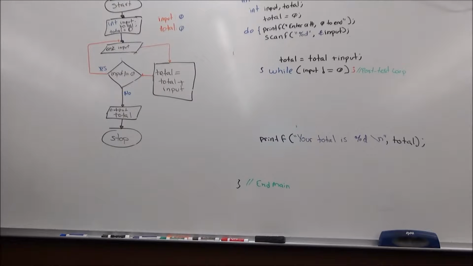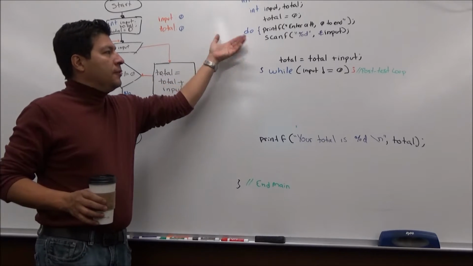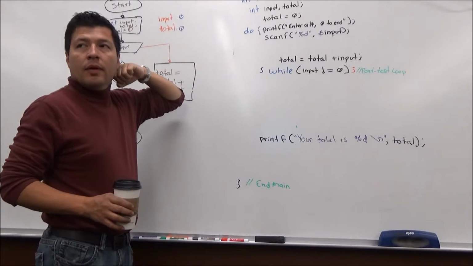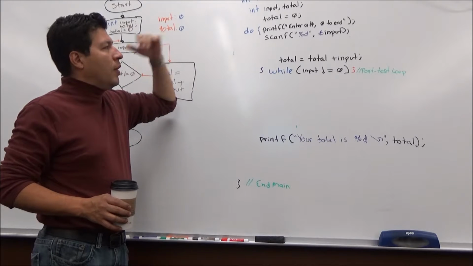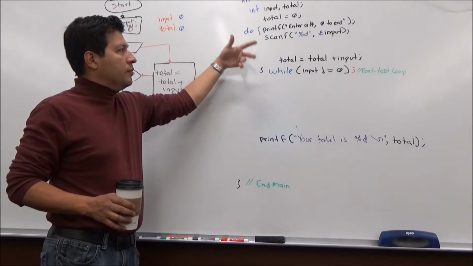Alright, so when are you going to use the pre-test or post-test? Simple. If you need to execute the code at least once, do the post-test. If you want to not execute anything at all, you want to make sure that the condition is true before you execute it, then use the while loop. Because the while loop is the same as an if. It's a repetitive if. This is not. If I were to do this as an if or as a while, remember I had to copy paste this code. I had duplicated code.